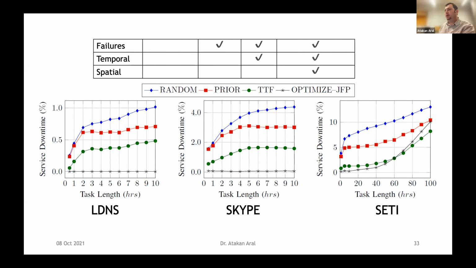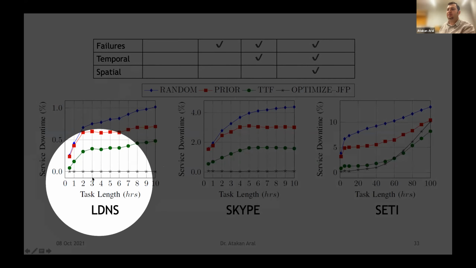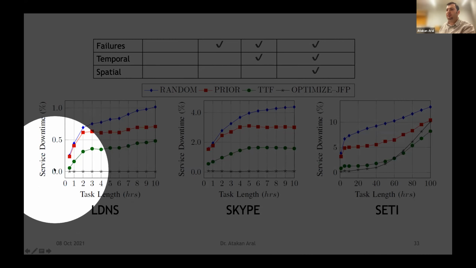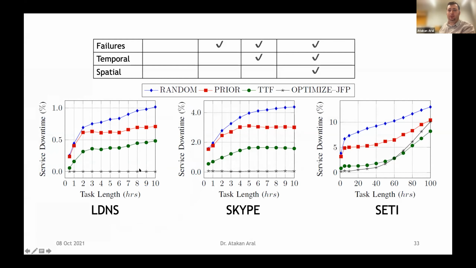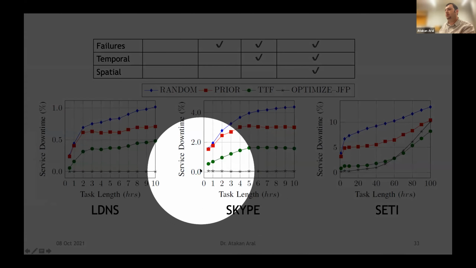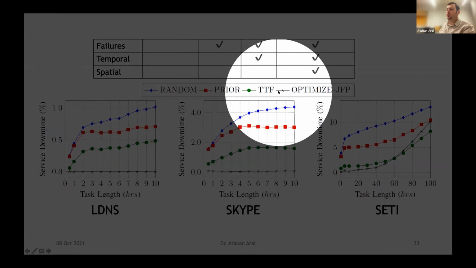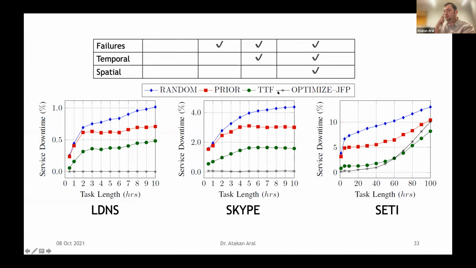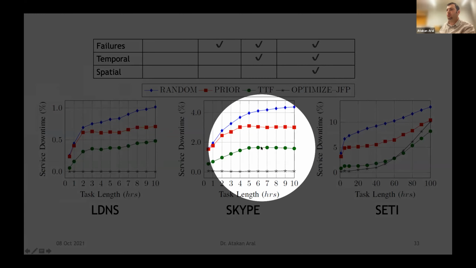And as you can see in the LDNS dataset with the highest availability, our algorithm managed to reach a very high level of availability, almost 0% downtime. In the case of the prior algorithm, the availability was quite low, and the other algorithms, for example random, even had 4% downtime, which is not acceptable in a realistic setting. The best performing baseline, TTF, also started quite well, but then almost reached 2%.